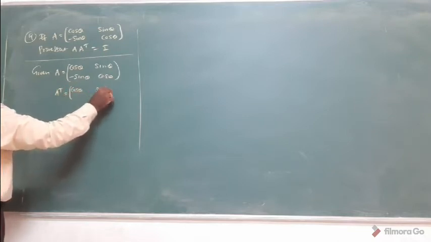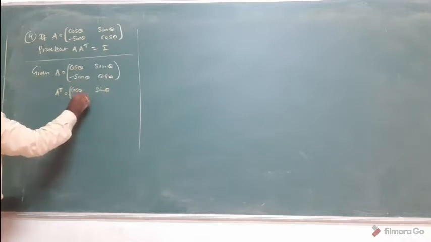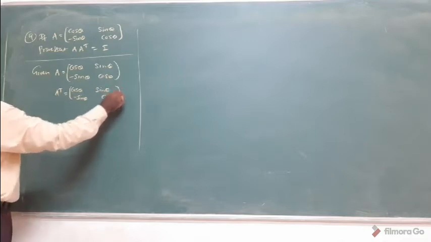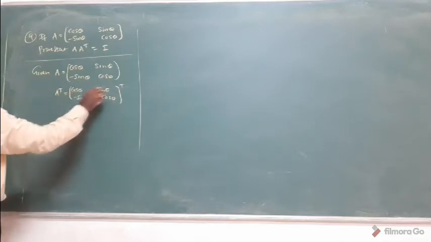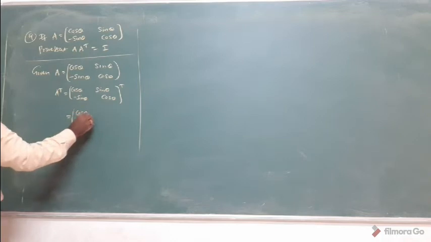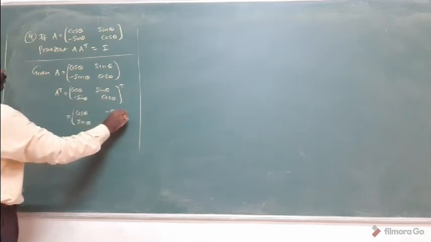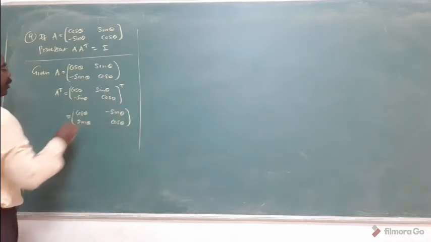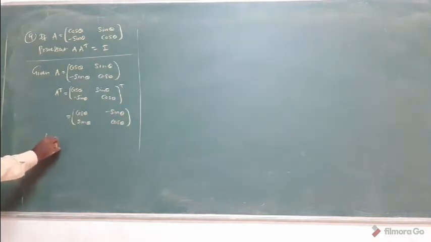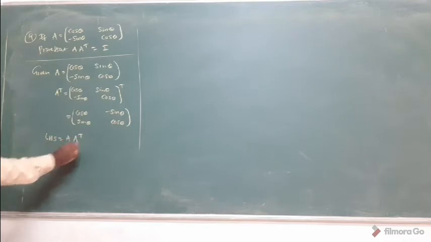Transpose of the matrix: the first row becomes the first column, so first column is cos theta, minus sin theta. Again, the second row becomes the second column: sin theta, cos theta. This is A transpose. Now start with the LHS. What is the LHS? A into A transpose.